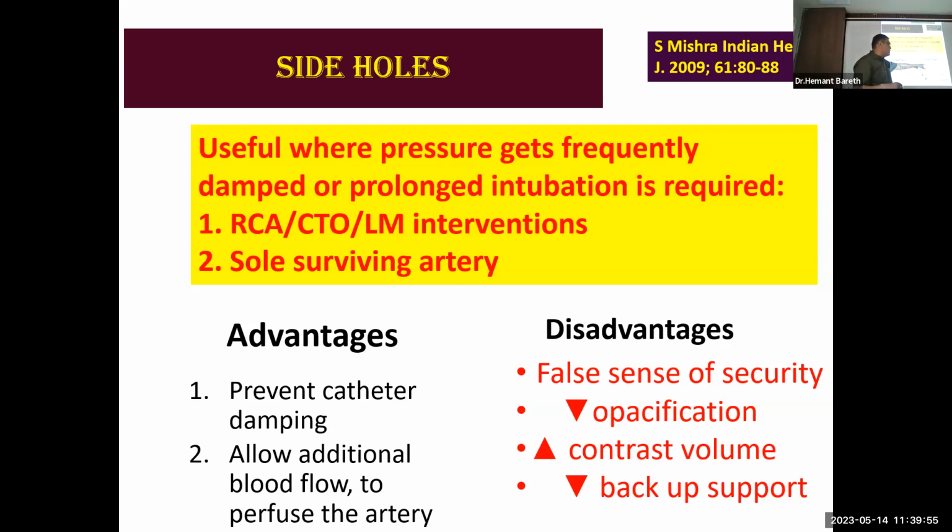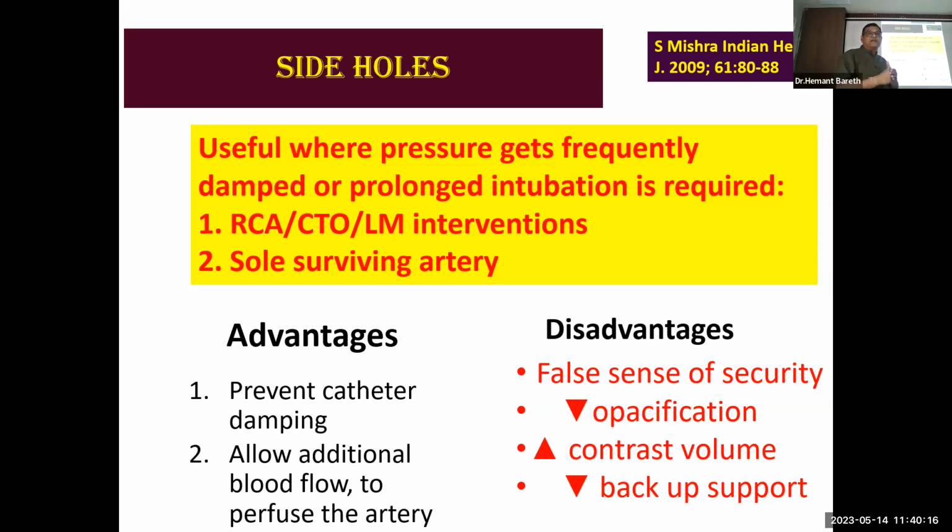Of course, because contrast is mixed with the blood, opacification will come down, and to see, therefore, you have to use more contrast. So contrast volume will increase. And because you put holes, support is lost. If you have a tube versus a perforated tube, the support of the tube is more.